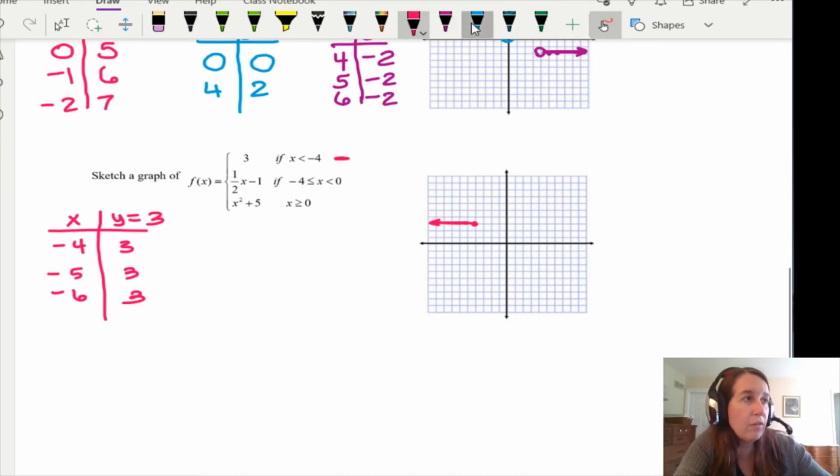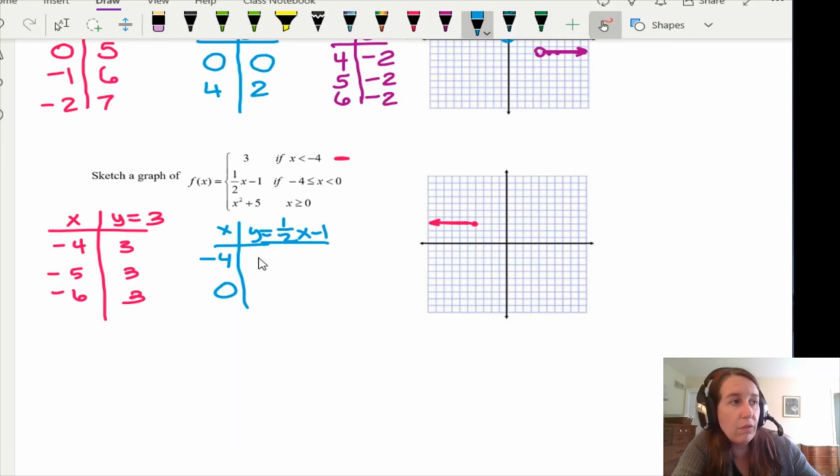Okay. Our second function is y equals 1/2 x minus 1. And that is only between -4 and 0. So I'm just going to do those 2 points. 1/2 times -4 is -2 minus 1. And then 0 times 1/2 is 0, minus 1 is -1. So we have the points -4, okay, -3 right there.